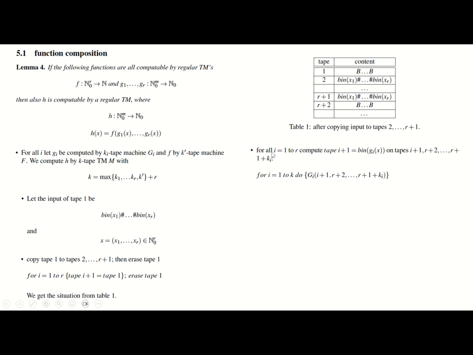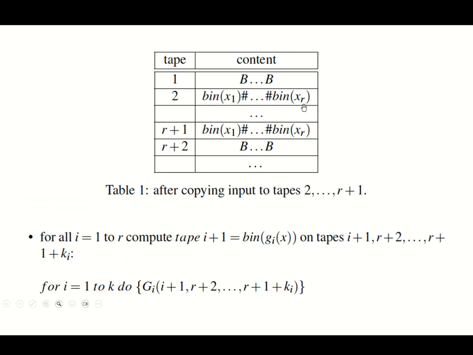Now what I'm going to do is for all i from 1 to r, I will compute on tape i plus 1, so starting from 2 to r plus 1, I will compute gi of x on this. So I apply g to this, and I know that the Turing machine exists that computes g, but it needs maybe, so let's say, to describe it better, I have to compute g1 on this, right? But maybe g1 takes, I don't know, k1 tapes. So I'm going to use this tape for g1 and all the tapes below. I do not want to touch these tapes.